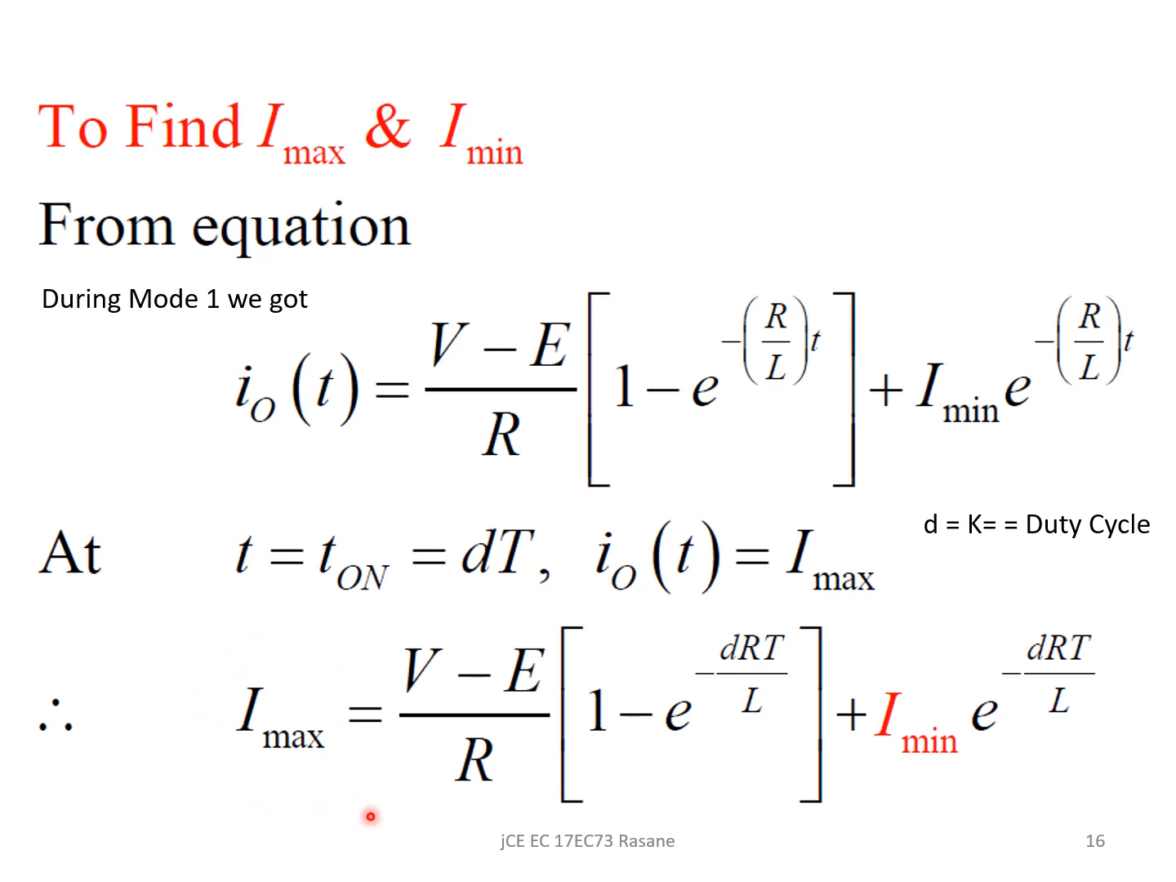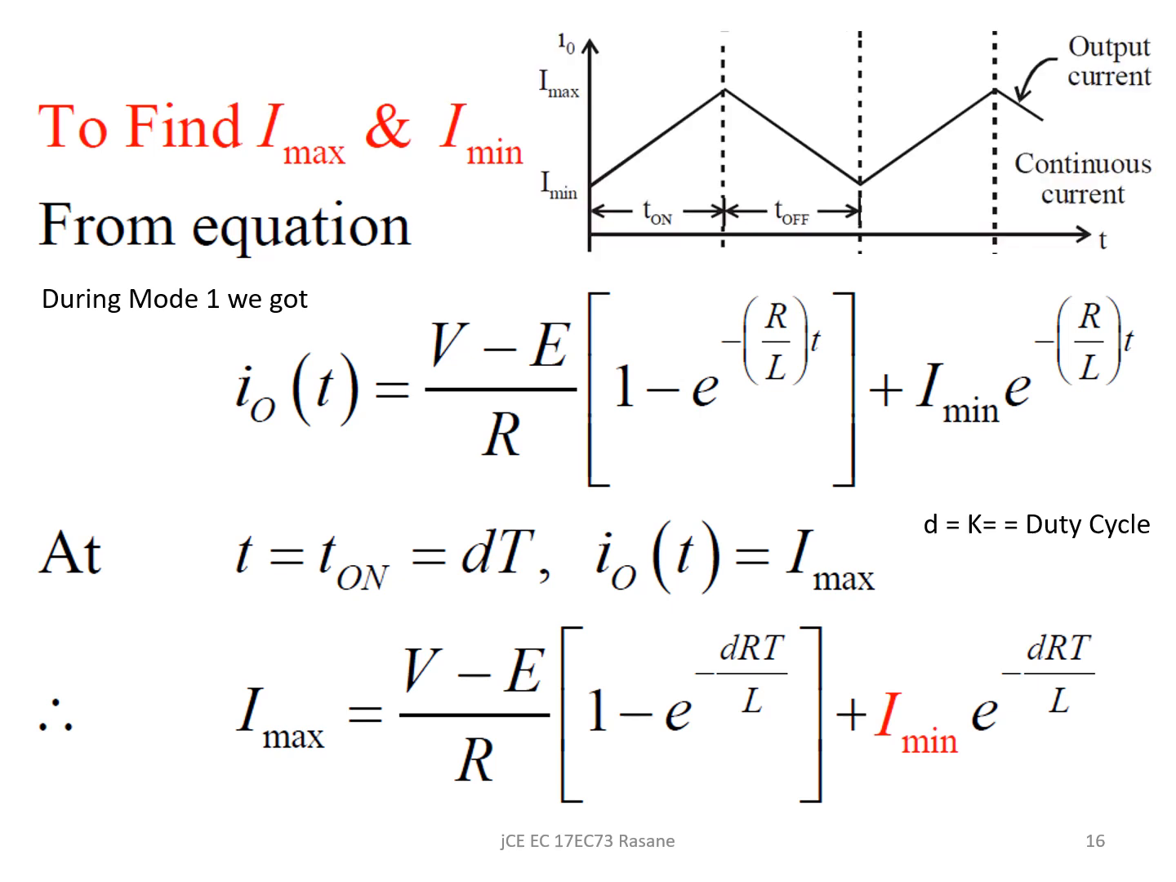But this I max expression also has the I minimum, so I cannot get an exclusive expression for I max. So what we'll do is find what I minimum is and substitute it in this expression, so I get an exclusive value for I max with all parameters known. I minimum we'll get from the mode 2 equation, and we will substitute that I minimum in this I max value.